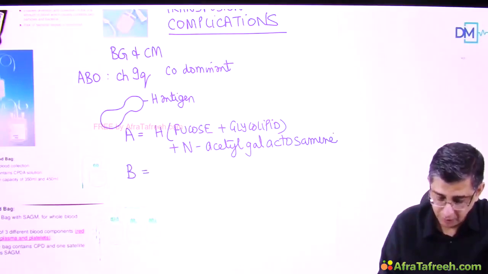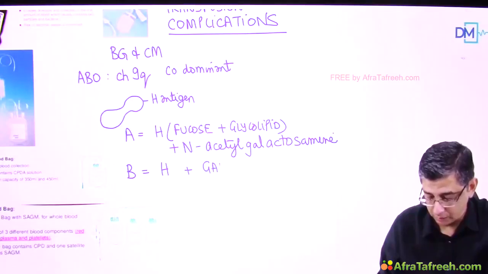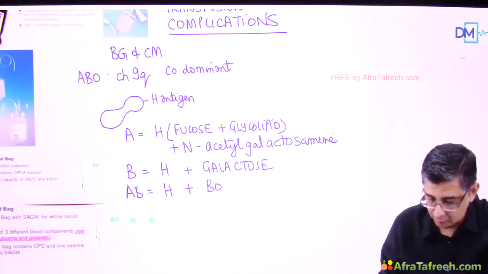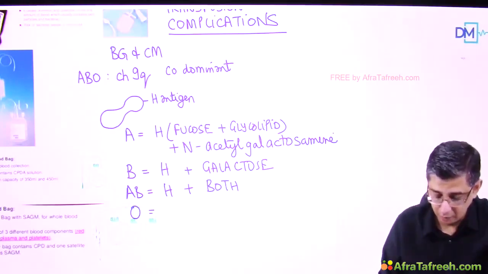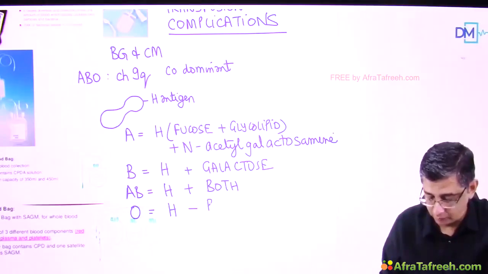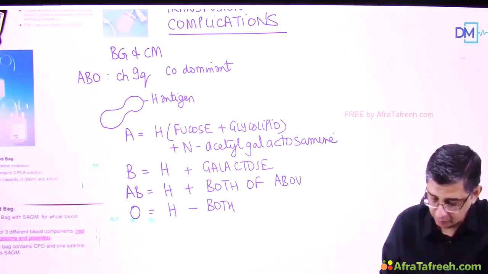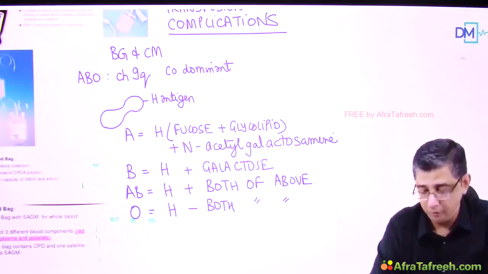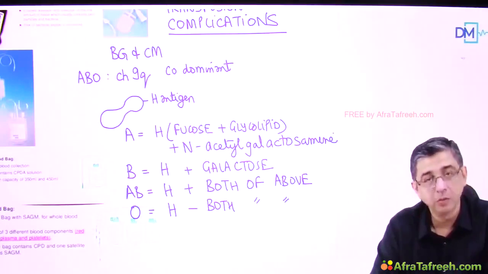But if your blood group is B, then it would be H antigen along with galactose. Whereas if your blood group is AB, then it is H antigen with both of these, that is it would be having both galactose as well as N-acetyl galactosamine. And people having blood group O, it would be H antigen minus both of the above. So do remember this very baseline data. I'll repeat it again so that you can remember it. For blood group A, it is N-acetyl galactosamine. For B, it is galactose. If both are present, it is AB. And for O, it is minus both of them.